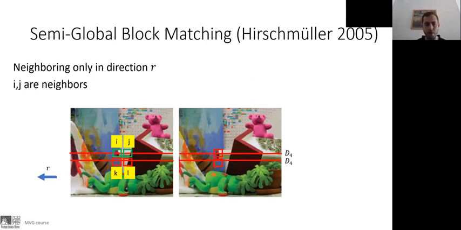Another example, if R is this direction, then I and J are neighbors, K and L are neighbors, but in this case, J and L and I and K are not neighbors. Okay, it can be diagonal directions. So in this case, J, K are neighbors, or in this case, I and L are neighbors.